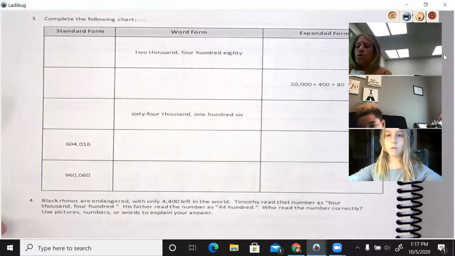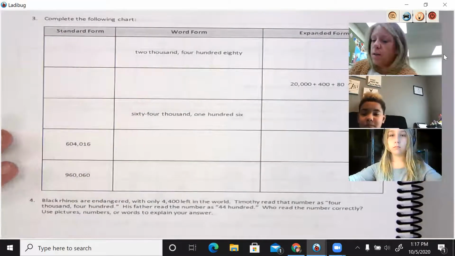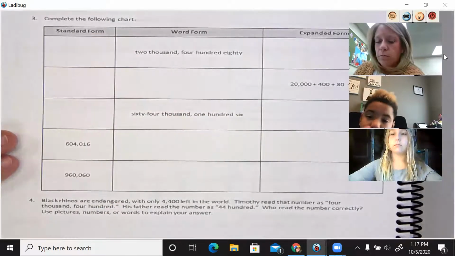2,480. So now we want to write that in standard form. So who can tell me what digits I would write here? 2,480.